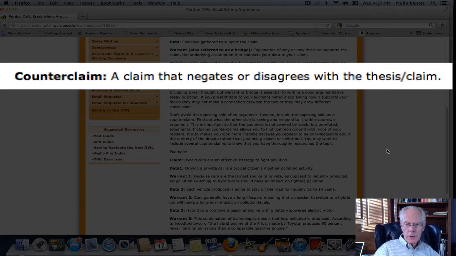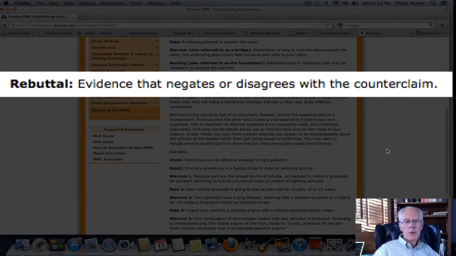And counterclaims are very important and an often ignored part of arguing, because a counterclaim is something that negates or disagrees with the thesis that you are trying to put forward and provide evidence for. So the counterclaim is important because you need to address that. You cannot just leave it out there for someone to bring up and still have an effective argument without addressing that claim and going to the next point, rebutting it, the rebuttal. Evidence that negates or disagrees with the counterclaim.